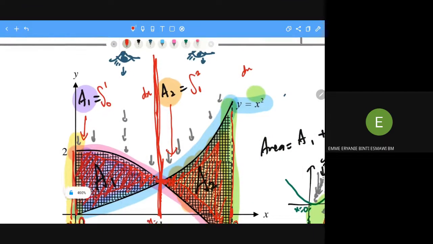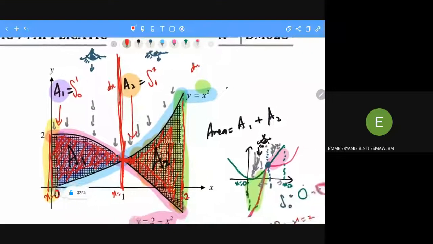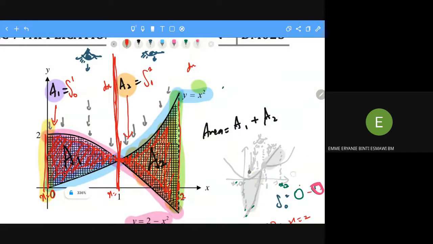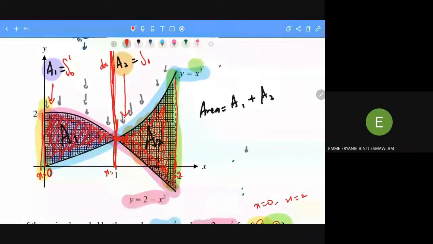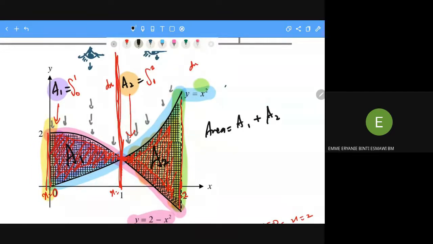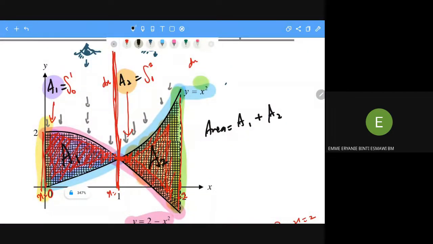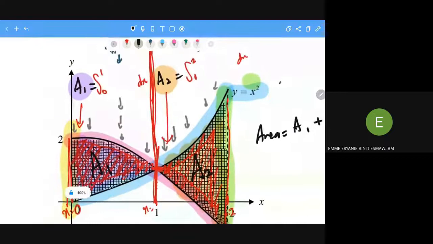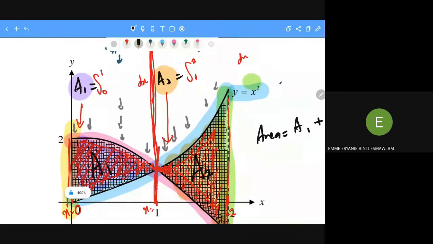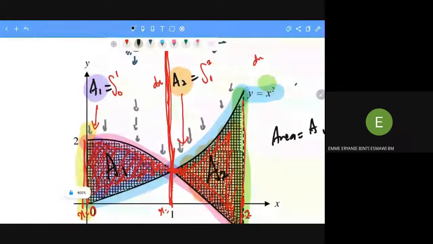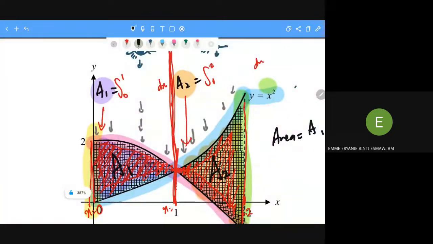Okay, sila jawab cepat. Okay, saya bagi 10 more seconds. 10, 9, 8, 7, 6, 5, 4, 3, 2, 1, 0. Okay, so 32 of you have voted pink minus blue to find A1. Well done. Okay, majority dapat betul, tapi ada lagi 3 orang yang masih jawab salah.